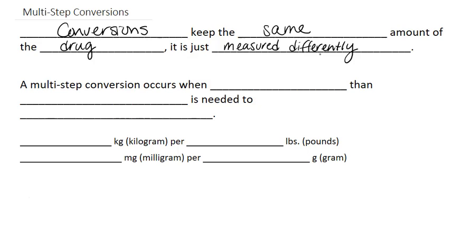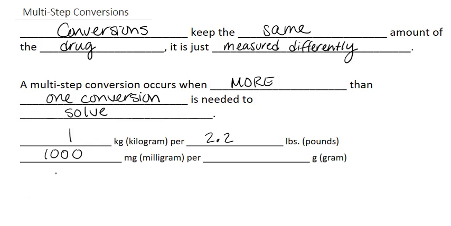A multi-step conversion occurs when more than one conversion is needed to solve. And a few things that we want to keep in mind for our conversions is that 1 kilogram is equal to 2.2 pounds, and 1,000 milligrams is equal to 1 gram. Let us now go to a problem.